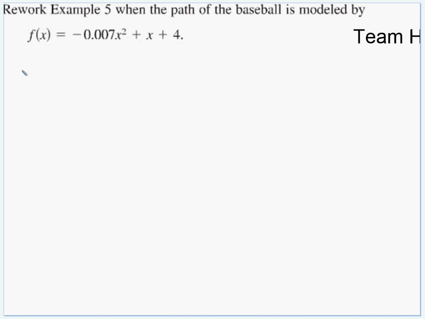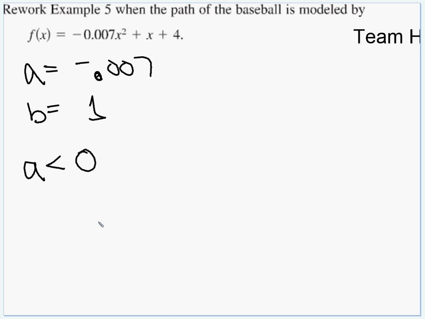Okay, our a value is negative 0.007. Our b value in front of the x is a positive 1. Our parabola is negative, so our a value is negative. It's going to open down. So our a value is less than 0, which means the parabola opens down. If the parabola opens down, it's a hill. On top of the hill is a max. Max, there we go.